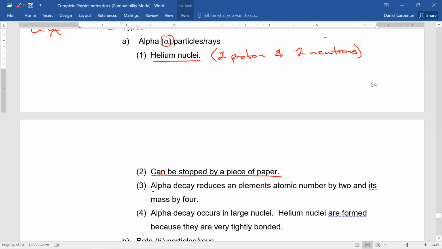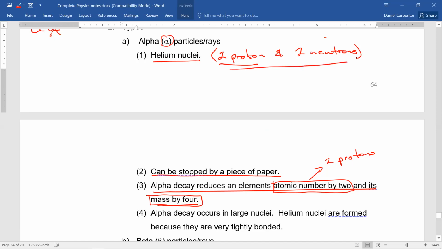Now, alpha decay, that is when an element gives off an alpha particle, reduces its atomic number by 2 and its mass by 4. It reduces its atomic number by 2 because there are two protons in an alpha particle, and its mass by 4 because there are 4 particles in an alpha particle.